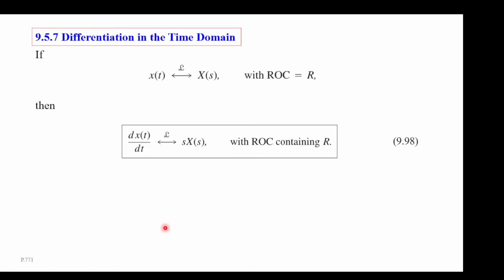The next one is differentiation in time. And differentiation in time, just like before, is pretty straightforward. So dx/dt Laplace transforms to s times big X of s. And the ROC contains R, because this s here is 0 at s equals 0, so you can cancel a pole at s equals 0.